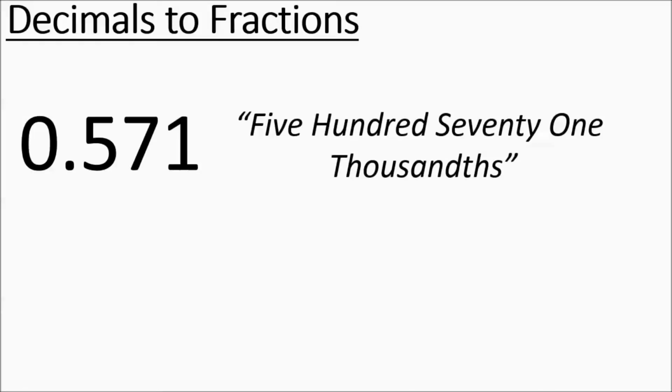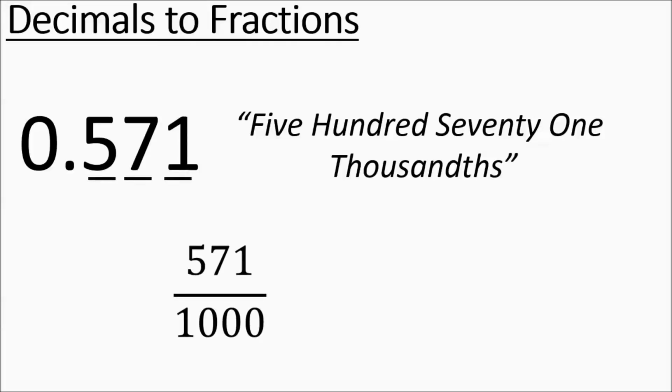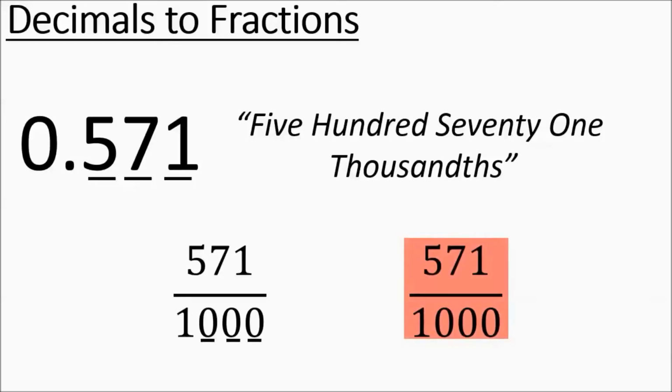Next is 0.571. Let's see, that's 3 places out. That'd be read as 571,000ths. And so that'd be 571 over 1,000. Once again, 3 place values out, 3 zeros in your denominator. And let's see, 571 and 1,000 do not have any common factors. They're relatively prime to each other. You're going to get 571,000ths.